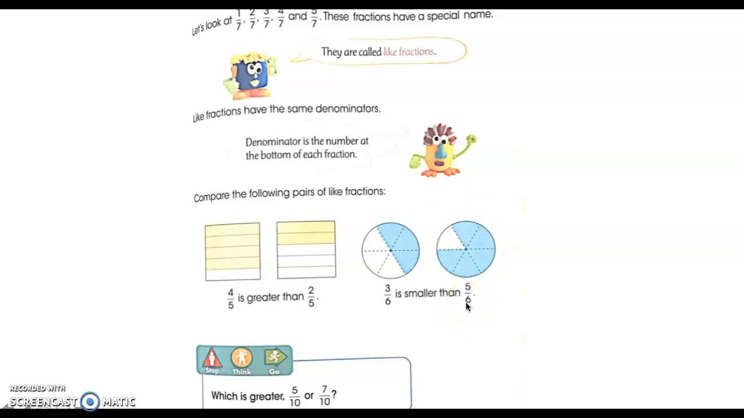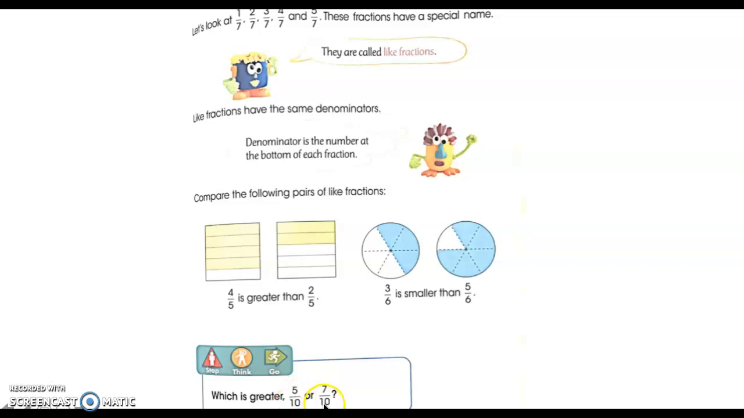Can I tell you a trick here? There is a trick for like fractions when you compare them and check which one is bigger and which one is smaller. The trick is, you know that the denominator, the bottom number, is the same. So you check the top number. If it has the bigger top number, that fraction will be the greater fraction. Now comparing will be easy with that trick.